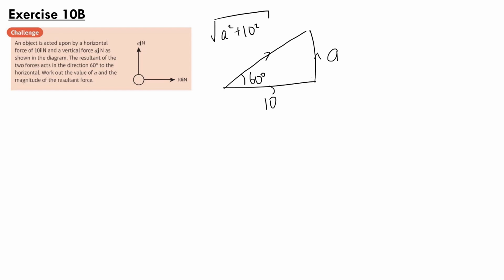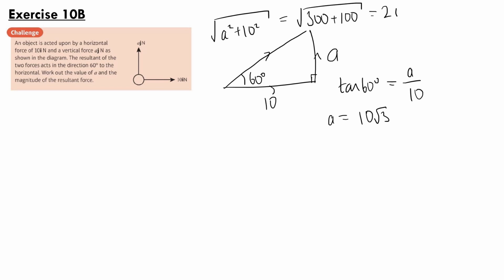And using right angle trig, we can find the value of A. So we have that tan of 60 degrees is equal to opposite over adjacent, so that's A over 10. And so we have that A is equal to 10 tan 60, which is just 10 root 3. And now finding the magnitude, A squared is 10 root 3 squared, so that's going to be 300, plus 10 squared, which is 100, so we get 20. And so we found the magnitude and the value of A as required.